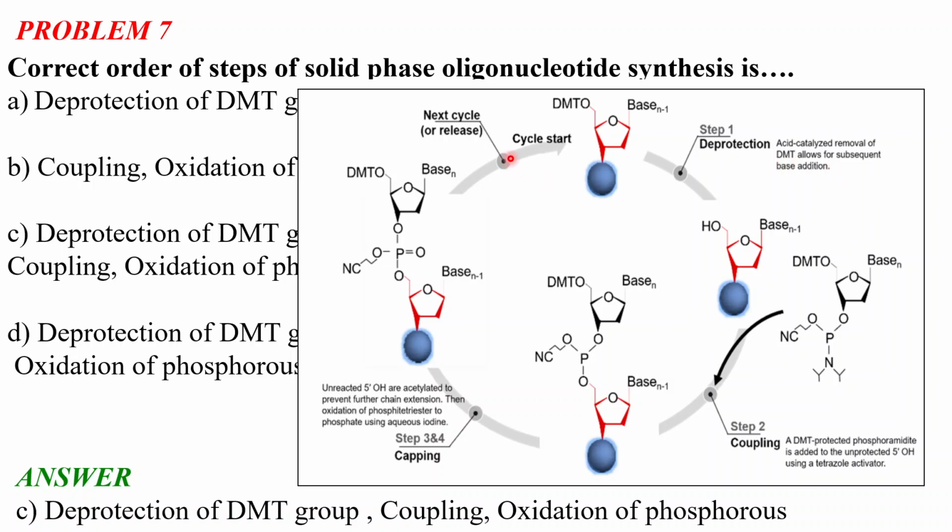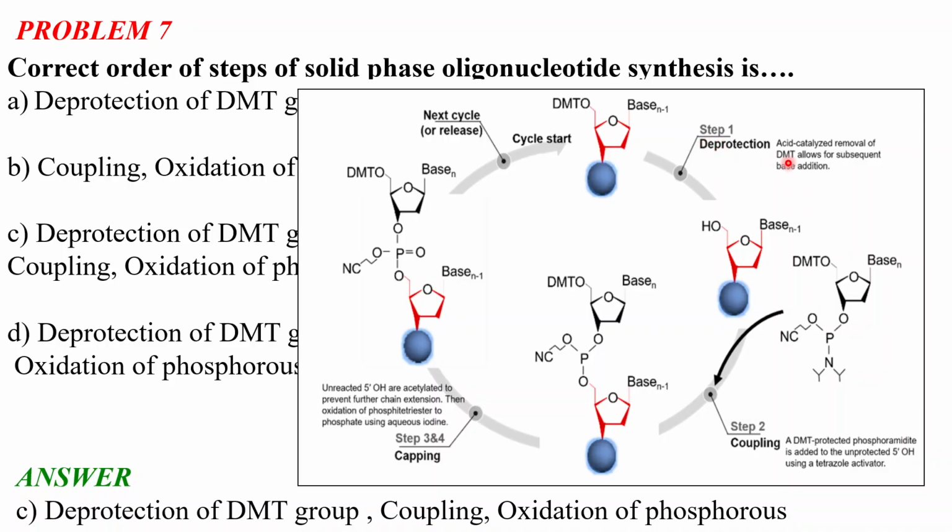The cycle starts from here. This is the first thing, the solid support. I think I have mentioned in solid phase peptide synthesis that there is a solid support of methyl resin. Similarly, here also there is a resin support from which we have our starting nucleotide. In this nucleotide we have the base at the 2 position, and at the fifth position we have a hydroxyl group which is protected with this DMT protecting group, right?